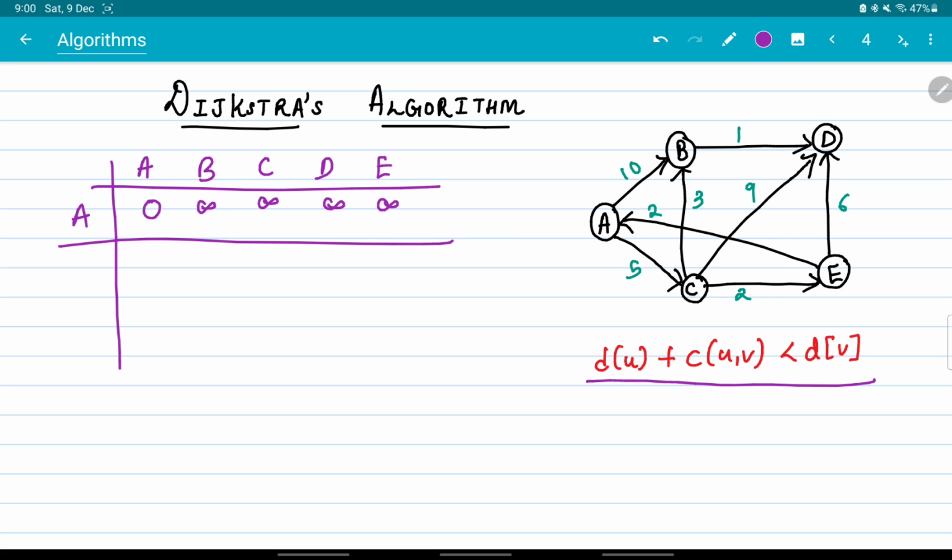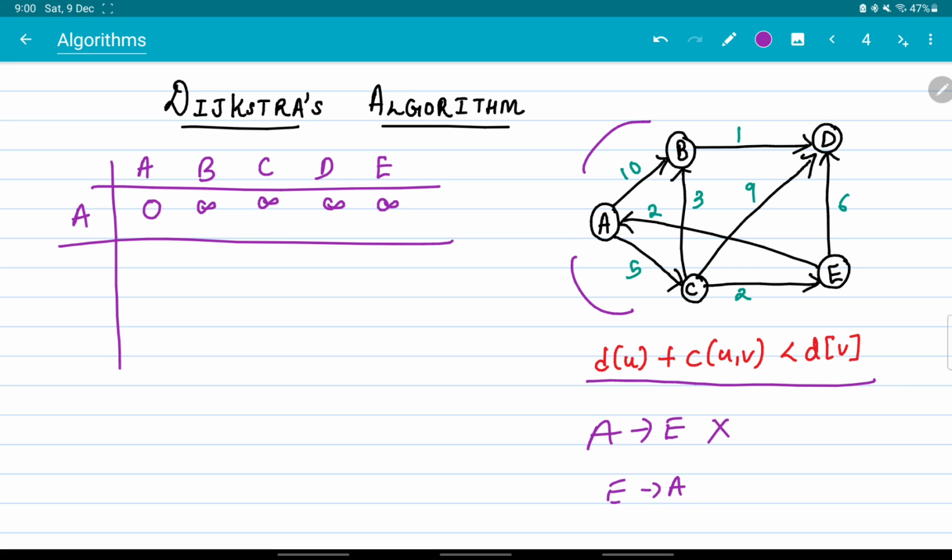Okay, so now you have to see the vertices that are directly attached to A, and you have to see the outgoing edges. So suppose A is attached to B, A is attached to C, and A is attached to E as well. But you can see that when you're attaching A to E, the direction of the edge is towards A. That means you cannot say that it is going from A to E. It is going from E to A.